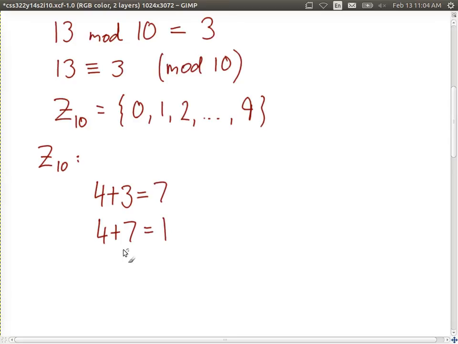Okay. In this case, we're using modulo 10. Z10 means that everything is mod 10. So in addition, it's easy. We just do normal addition and then mod by n. In normal arithmetic, we have addition. In modular arithmetic, addition is just the same, but we take the answer and mod by our modulus n. So addition is easy.